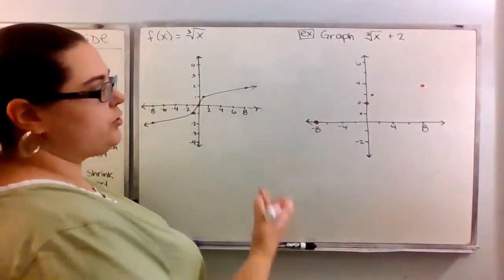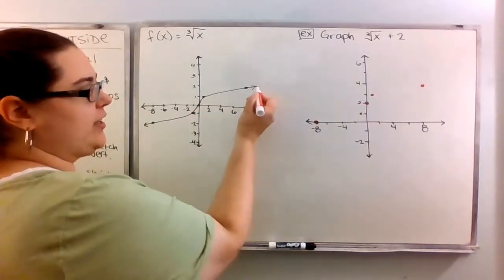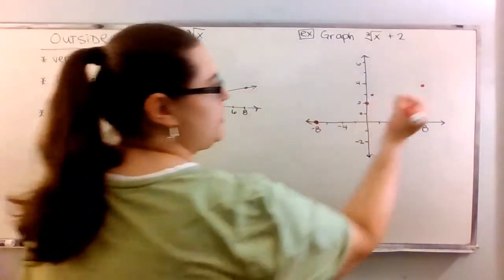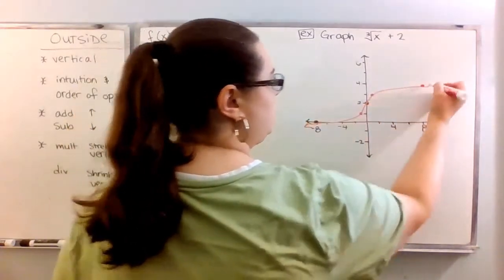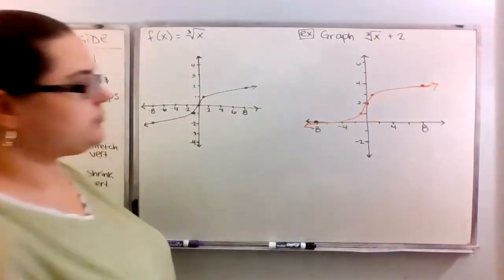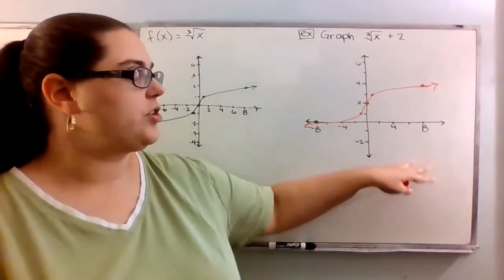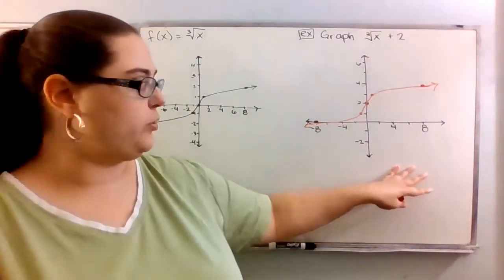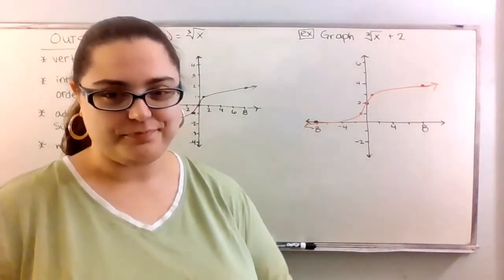And now I'm going to connect those points in the same way that they were connected over here. So we had that nice little shimmy going on. So we're going to connect them with the shimmy. So this is our transformed function of the cubed root of x plus 2. I was a little bit sloppy in how I connected them, but hopefully you get the idea.